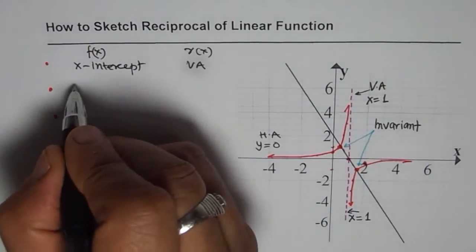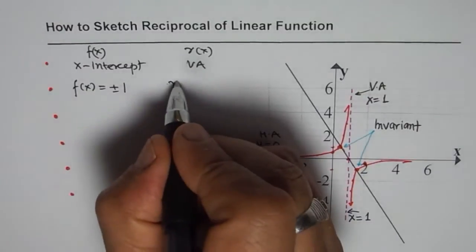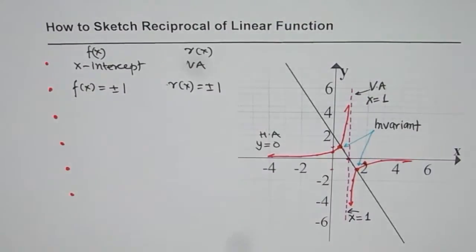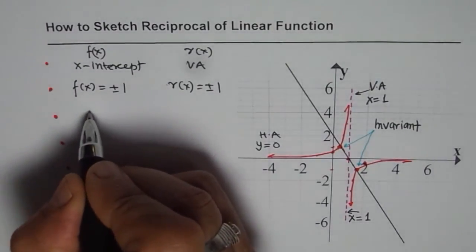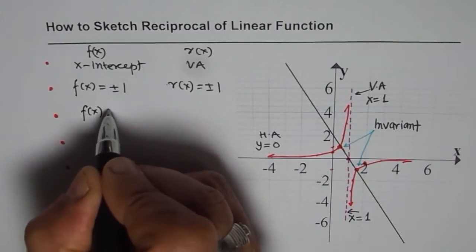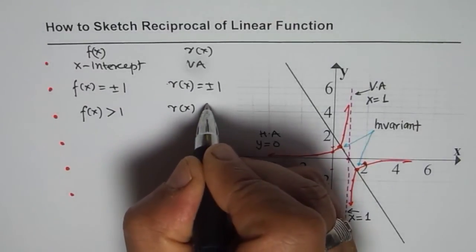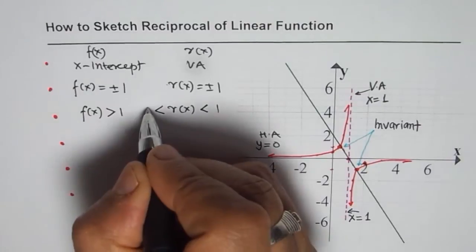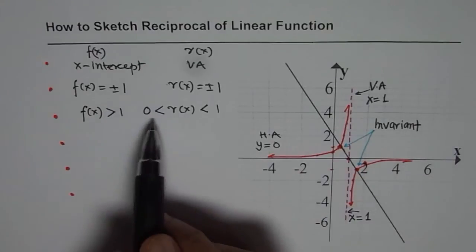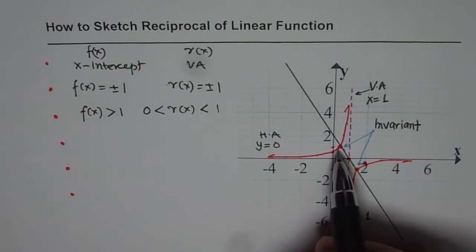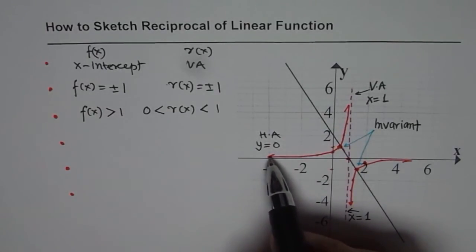That's it. Then look for f of x equals plus or minus 1. In that case, r of x is also plus or minus 1. These are invariant points. Is that okay? And then we are looking for few points where f of x is greater than 1. In that case, r of x is less than 1 but greater than 0, which is in fractions. Do you understand? So you get one part of the graph starting from the invariant point. As f of x is greater than 1, r of x is positive and is approaching the horizontal asymptote, right?